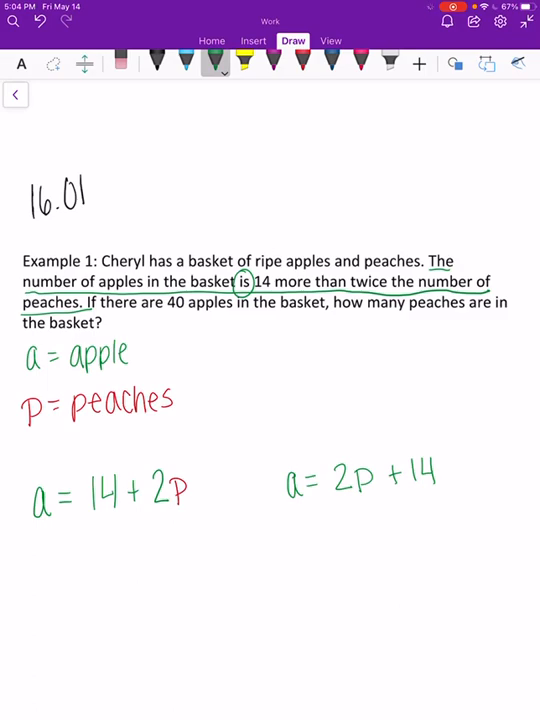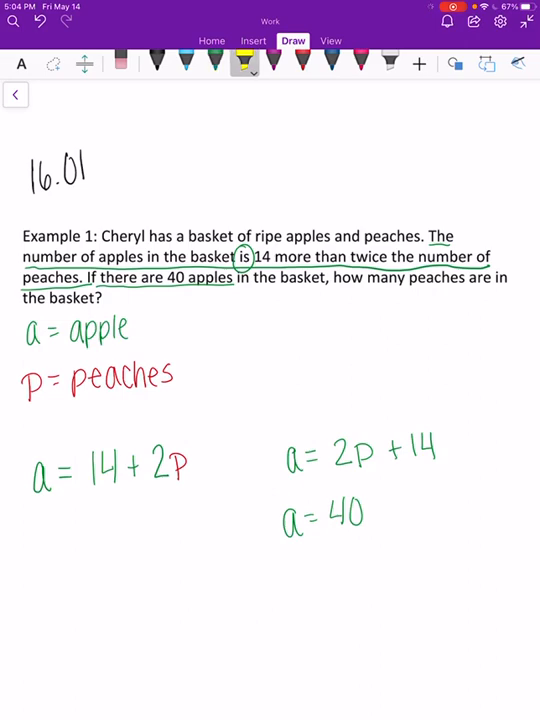It's how we write it in math. We write our letters first. Then it says if there are 40 apples in the basket, so not only does A equal 2P plus 14, A also is 40. We know we have 40 apples in the basket. But we need to know how many peaches there are.